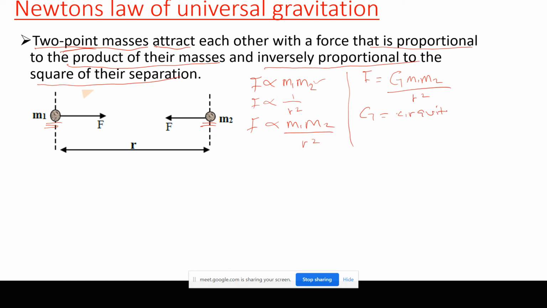So G is called the gravitational constant or the universal gravitational constant, and we shall see it later on. Now I want you to note, according to Isaac Newton, the force is equal to G M1 M2 divided by R squared. The force between two masses M1 and M2 depends on the product of their masses and is inversely proportional to the square of the separation between the two masses. Now note that this force is always attractive.